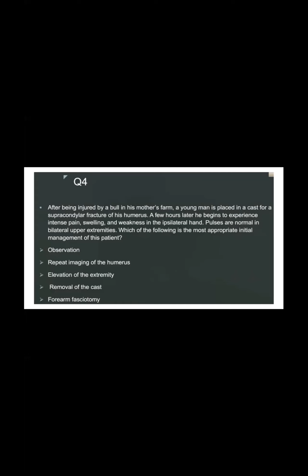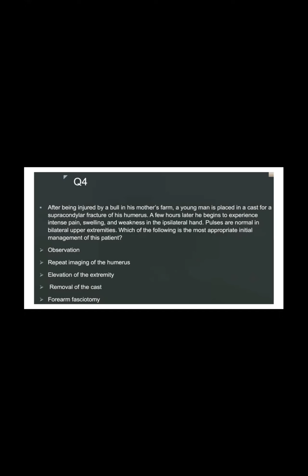After being injured by a bull on his mother's farm, a young man is placed in a cast for a supracondylar fracture of his humerus. A few hours later, he begins to experience intense pain, swelling, and weakness in the ipsilateral hand. Pulses are normal in bilateral upper extremities. Which of the following is the most appropriate initial management of this patient? Observation, repeat imaging of the humerus, elevation of the extremity, removal of the cast, or forearm fasciotomy.